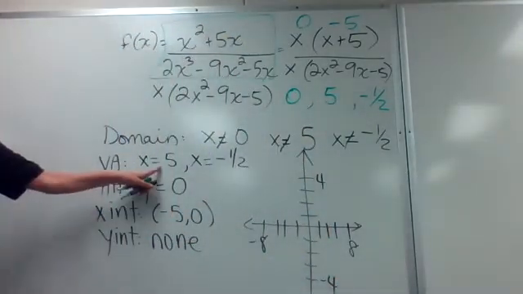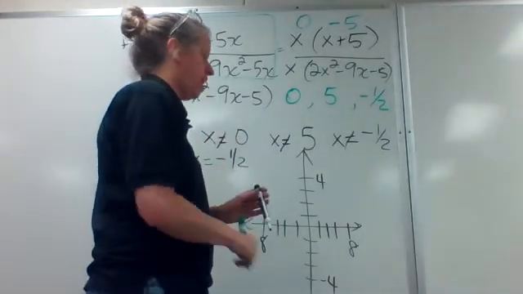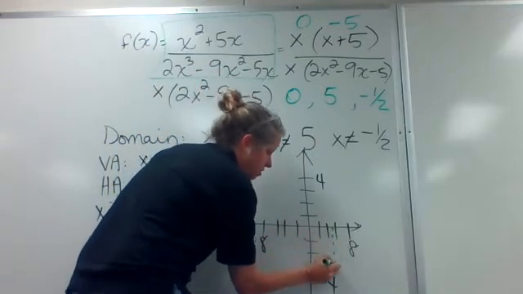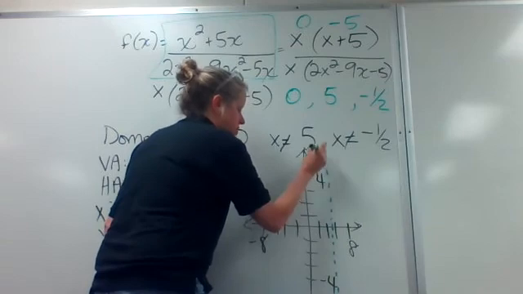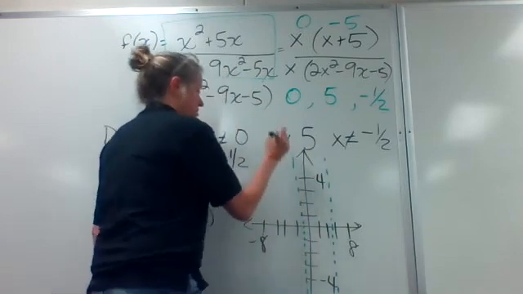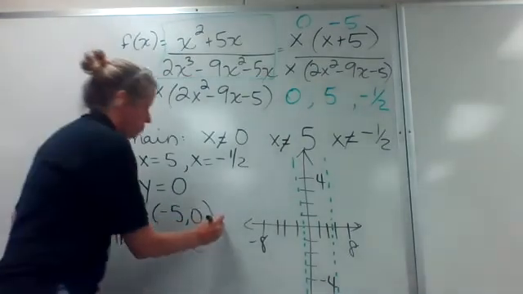So vertical asymptotes, 5 and -1/2. The scale of the x-axis is going by 2, so if I'm doing 5, it'll be here, and -1/2 here. Horizontal asymptote, y equals 0.